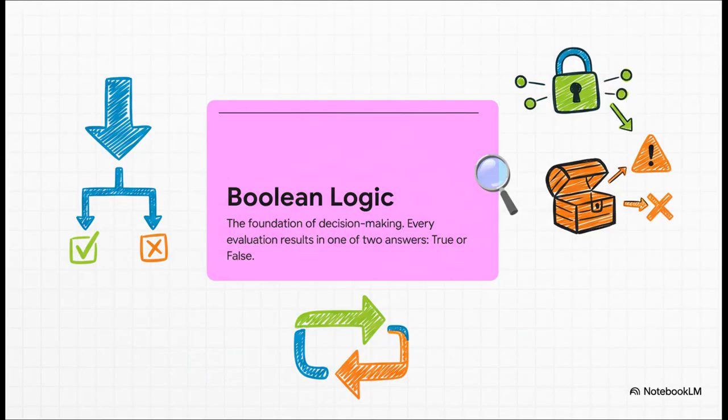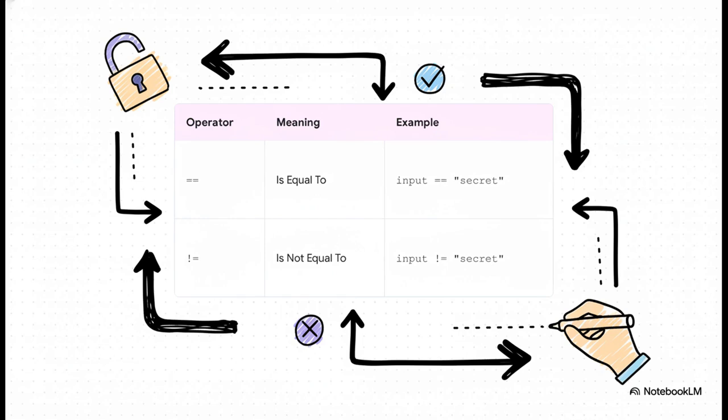Okay, so at the very heart of any decision a program makes is something called Boolean logic. And it's actually super simple. It's a world where there's no maybe, no kinda. Every single question the program asks itself has to boil down to one of two possible answers, true or false. That's it. So, how do we ask those questions?